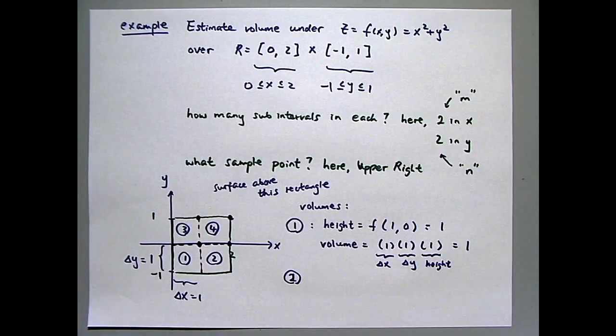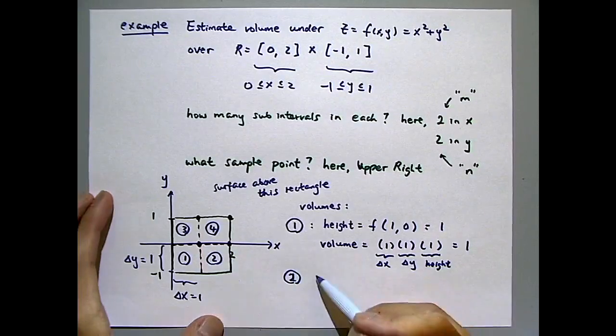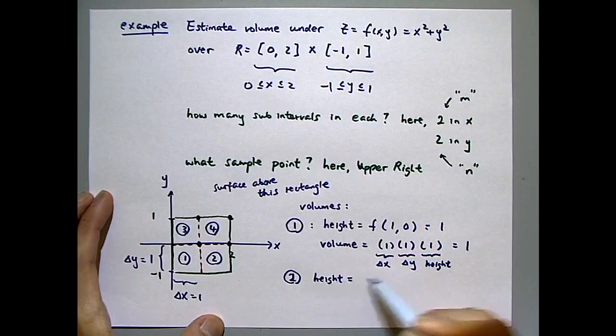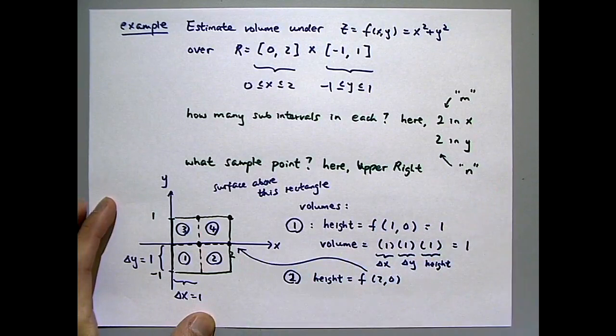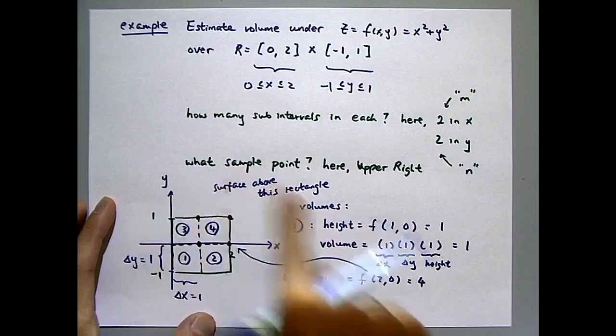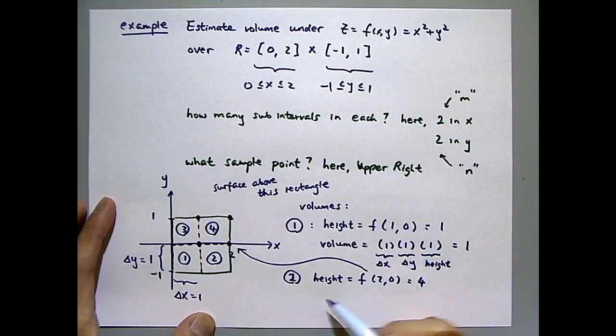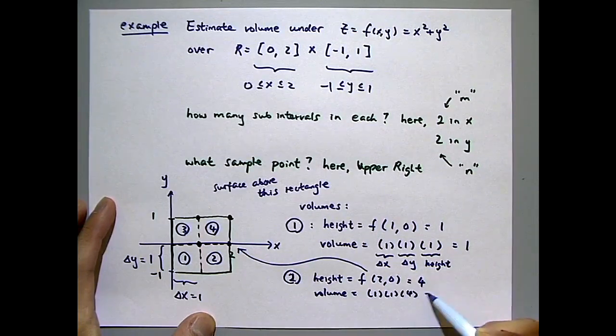All right, what about column 2? Someone calculate 2 for me. First of all, what's the height? Four, right? Because the sample point is at (2, 0), and that's a 4. And all the base areas are the same. So it's 1 times 1 times 4. Volume is equal to 1 times 1 times 4, equal to 4.